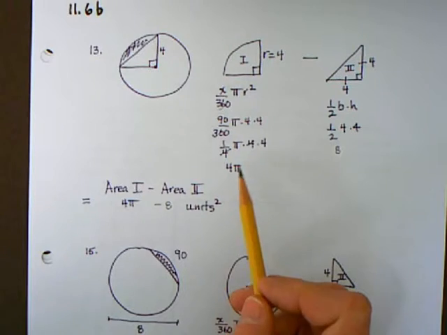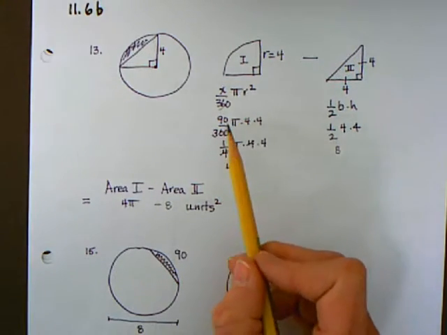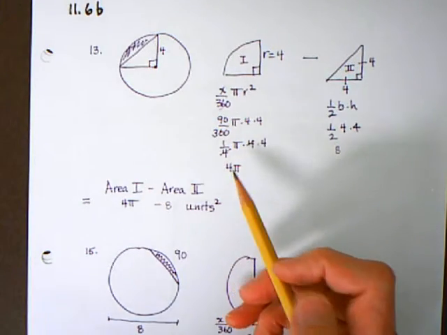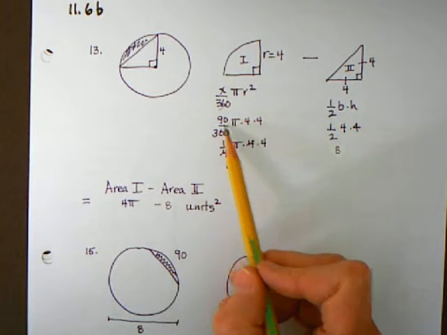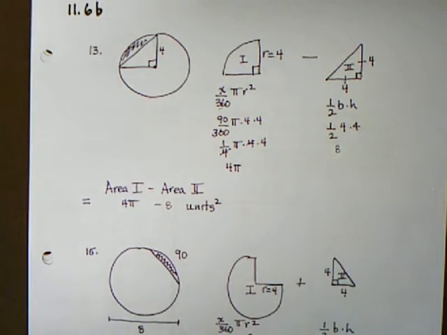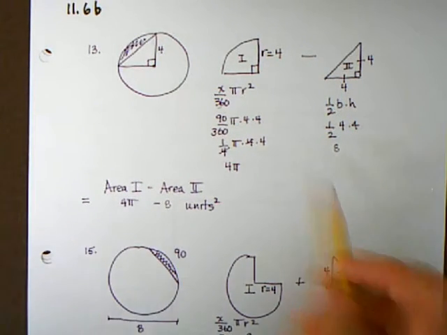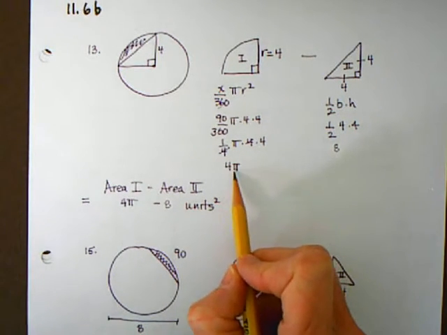It's a lot easier, folks, to cancel first than multiply. Make sure you have everything connected by multiplication, and remember, cancel one numerator with one denominator. So this is the area of the sector, 4 pi.